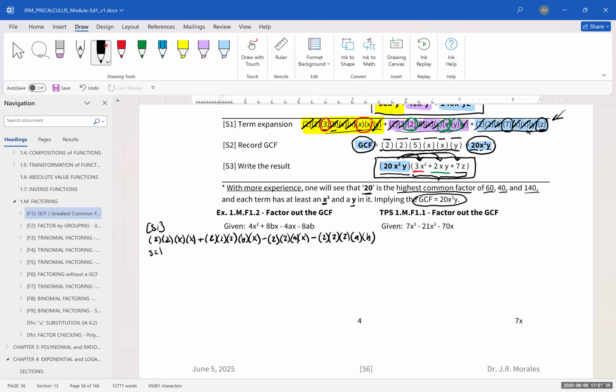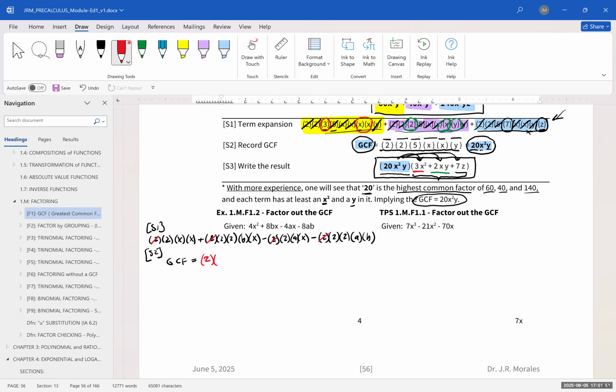Step 2 is now to find what the GCF is. The greatest common factor is going to be where we can find a factor in every single term. So let's see, every single term has a single 2 in it, so we'll cross one out of each term.